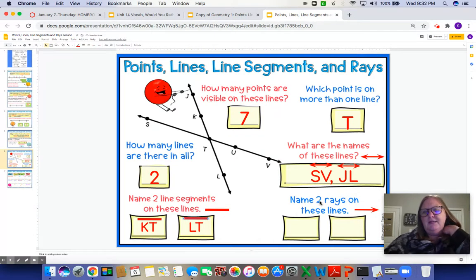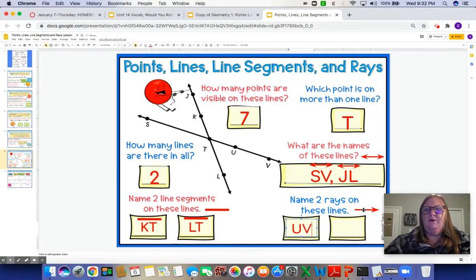The last one, name 2 rays on this line. So a ray would start at U and go on to V. So UV would be one ray. Remember, it can only go on in one direction. And how about KJ? KJ.